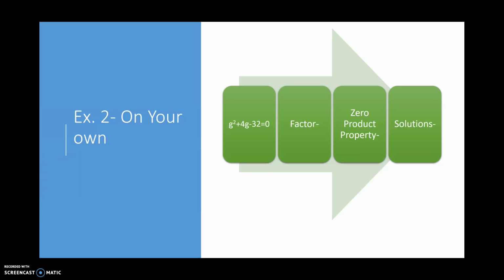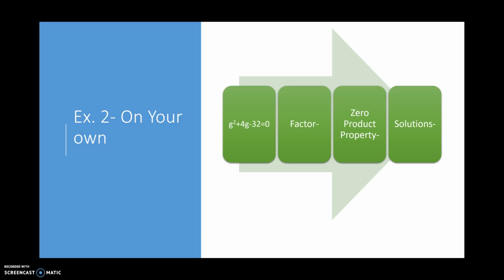Now, this is the same thing as the last one. You're going to be factoring, and you need to solve this one on your own. If you want to pause the video, go ahead and do a quick solve, and I'll be continuing. Okay, g squared plus 4g minus 32 equals 0. That is our full equation.